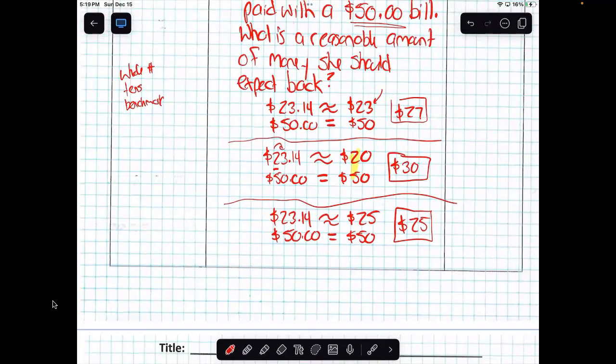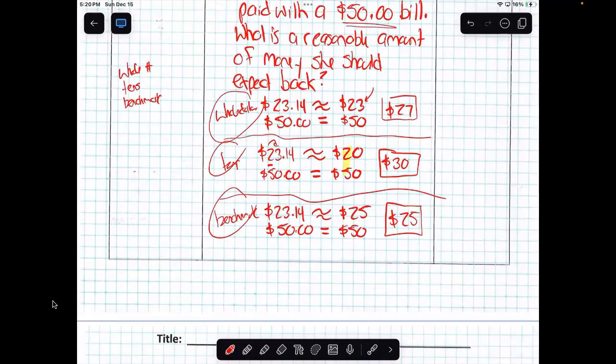So estimating these word problems, again, we use rounding to the nearest. In this case, we rounded to the nearest whole dollar, which is the ones place. In this case, we rounded to the nearest tens. In this case, we actually use benchmark numbers. Sorry for my sloppy writing. You don't actually need to write these things down. But in those situations, we use benchmark numbers.